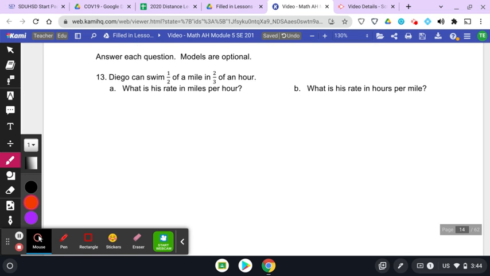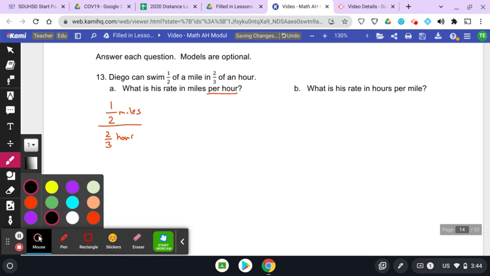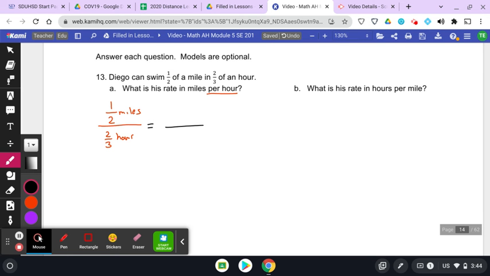All right, Diego can swim 1/2 of a mile in 2/3 of an hour. What is the rate in miles per hour? So I've got to go miles on the top, hours on the bottom. I want to know per hour. I want to know in 1 hour, 2/3 times 3/2 gets me 1. So here we go, 3/4 of a mile per hour.